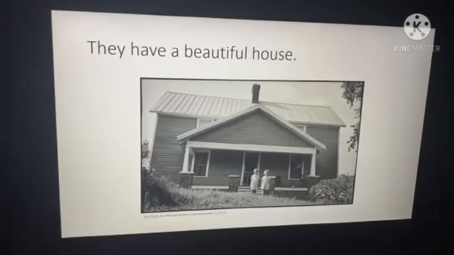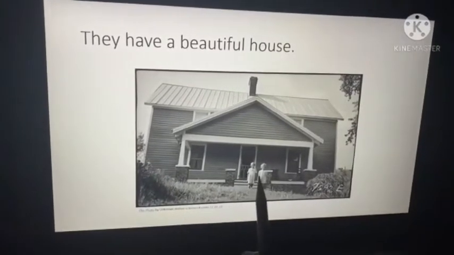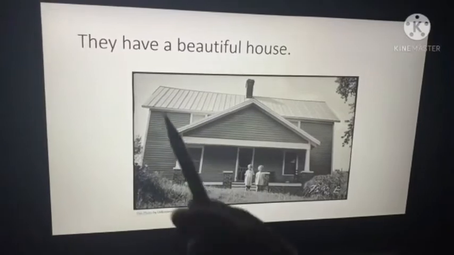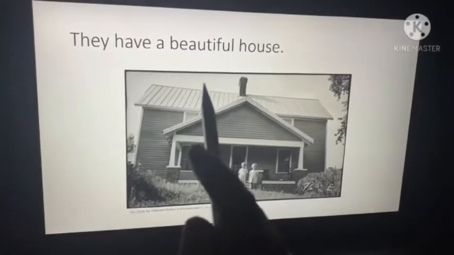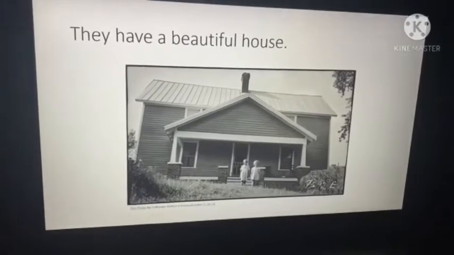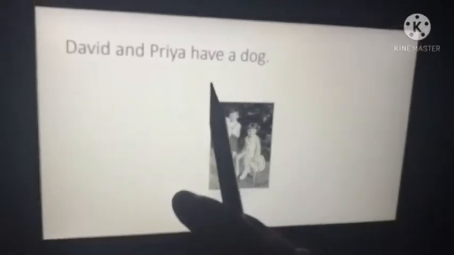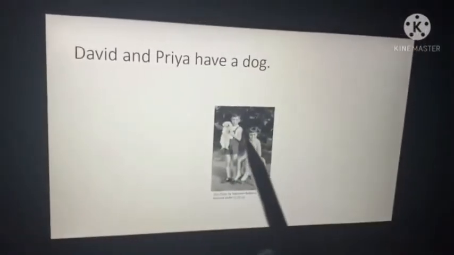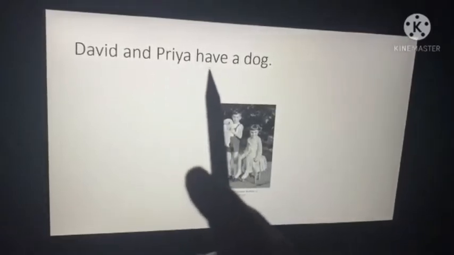They have a beautiful house. Now here, there are two children if you see here, right? So we have used the word have. They have a beautiful house. David and Priya have a dog. Now here we are talking about David and Priya together. So we have used have.